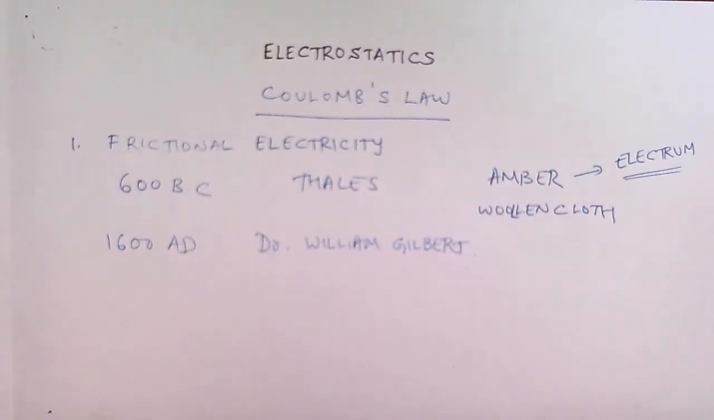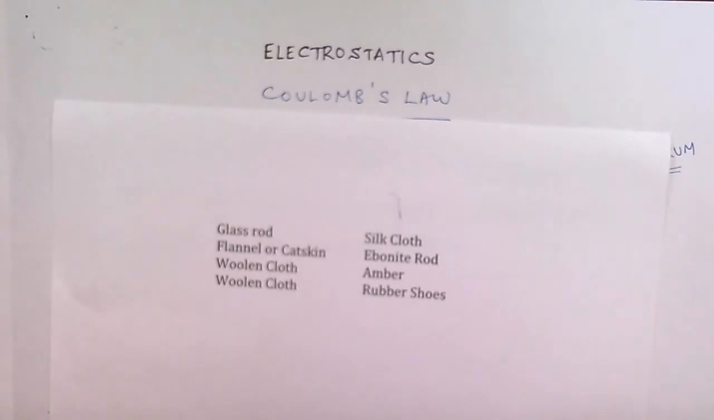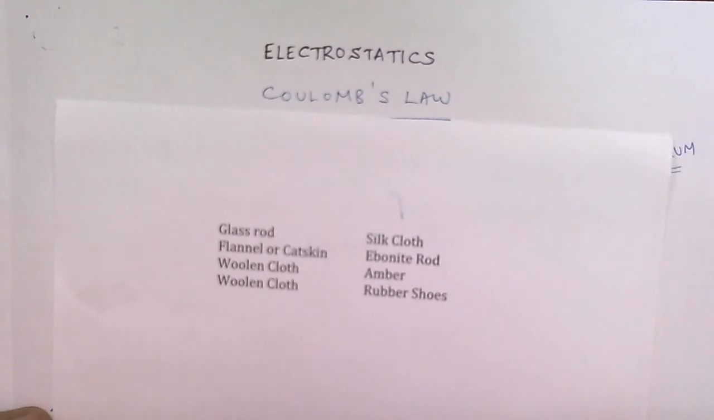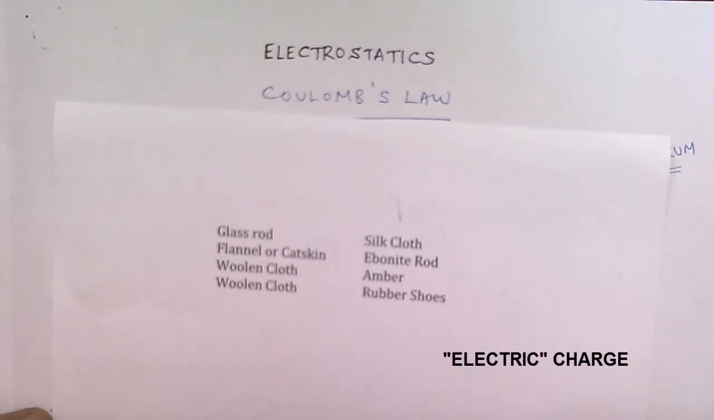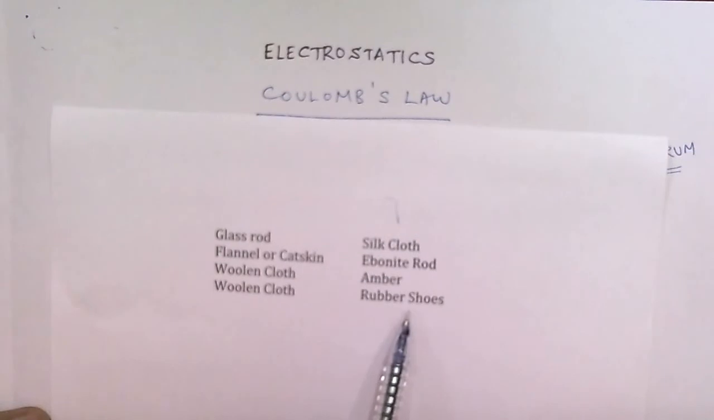Just like with amber on the woolen cloth, through Dr. Gilbert's rubbing experiments, we now have this list. A list of pairs of substances. Glass rod rubbed with a silk cloth produces what is now called electric charge. Flannel or cat skin with an ebonite rod, woolen cloth or amber like we have seen before, and even woolen cloth with rubber shoes produce the same effect.